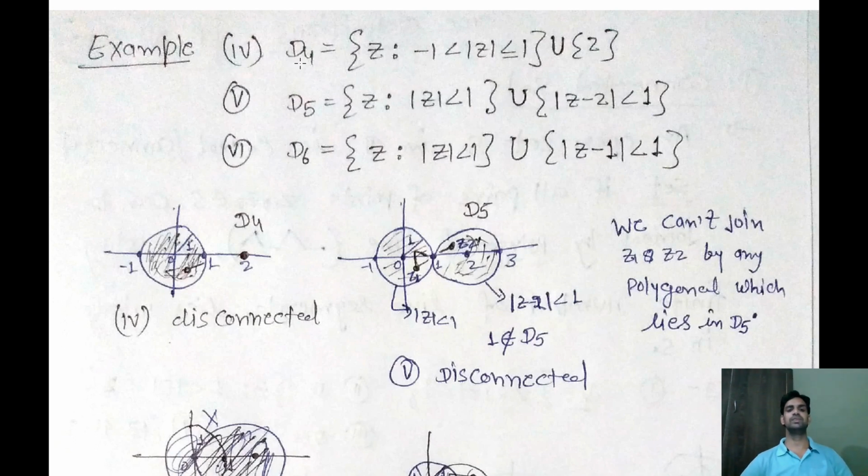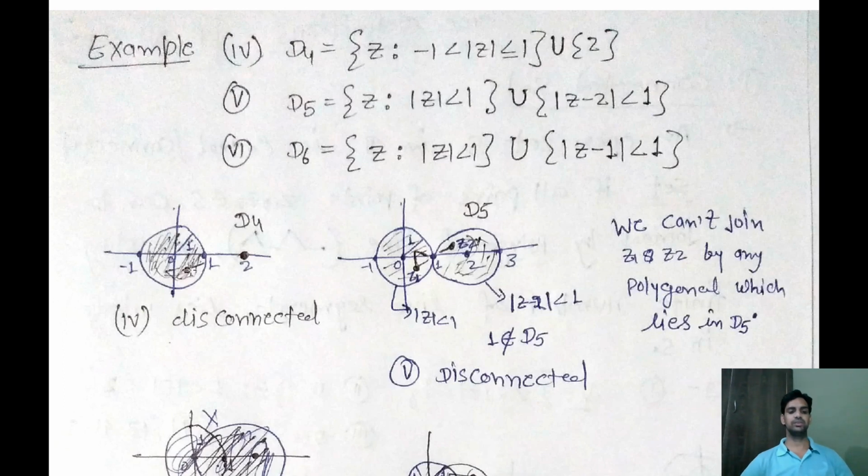So we took D4: minus 1 less than mod z less than or equal to 4, union the singleton set 2. First we draw the graph of this. This is our disk with center origin and radius 1, and the point minus 1 is not on the boundary, but this point 1 is on the boundary, and this is our singleton set 2. So I took one point here and another point here.